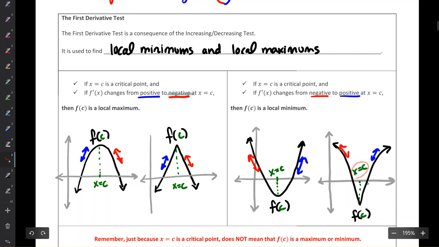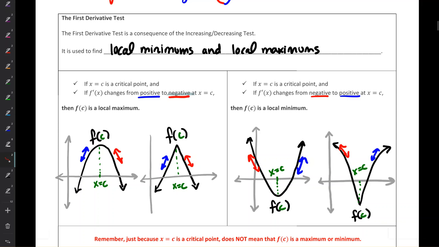At the critical point of x equals c, my first derivative is undefined. For x values less than c, my first derivative is negative. Those are all negative slopes. So my function is decreasing. And then for x values bigger than c, my first derivative is positive. Those are positive slopes, so my function must be increasing. Changing from decreasing to increasing manifests a local minimum.